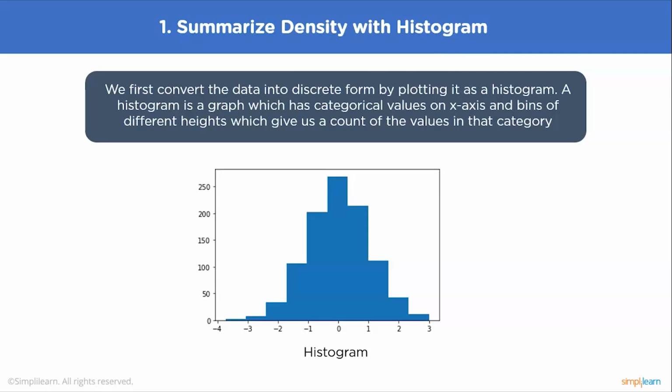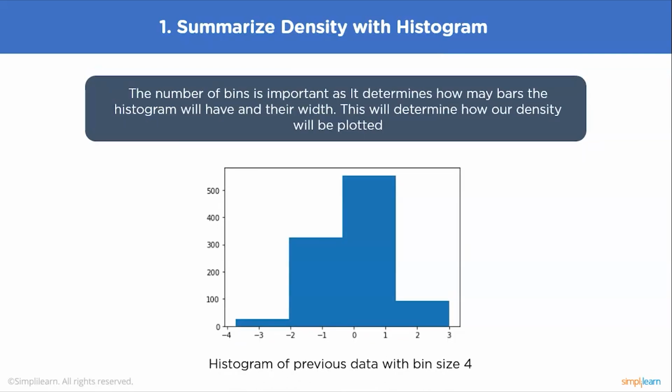The choice of the number of bins is important as it controls the coarseness of the distribution and in turn how well the density of the observations is plotted. It is a good idea to experiment with different bin sizes for a given data sample to get multiple perspectives or views on the same data. At the same time, the number of bins is important as it determines how many bars the histogram will have and their widths. This will change not only the shape of the graph, but also how the graph is read. This will also determine how a density is plotted.